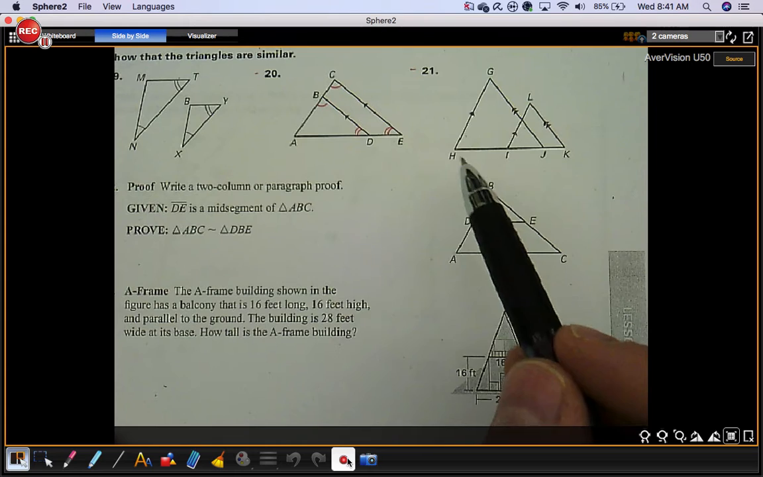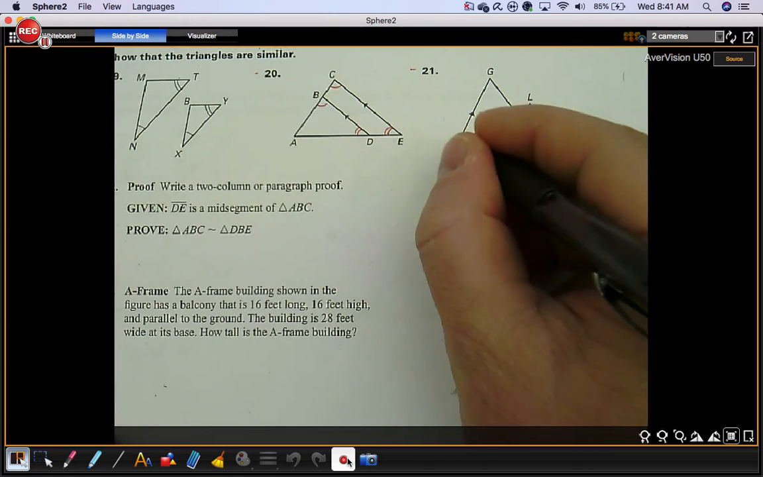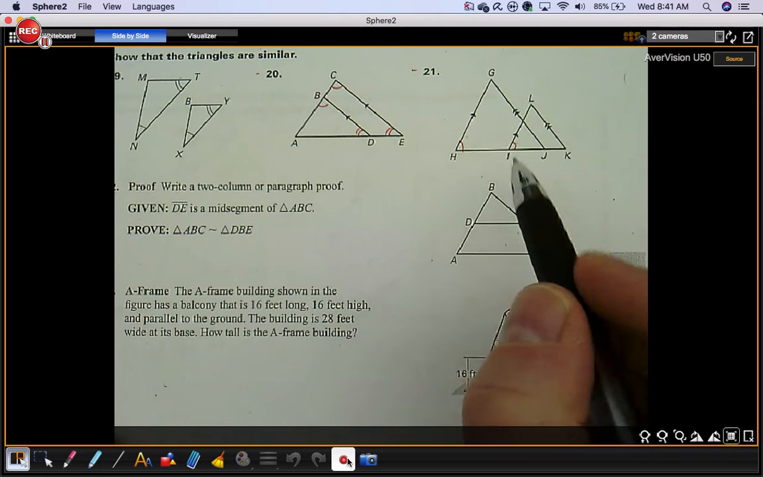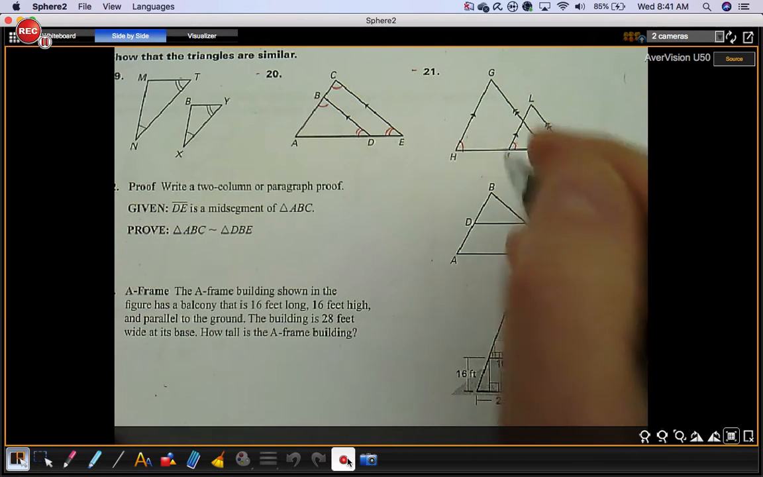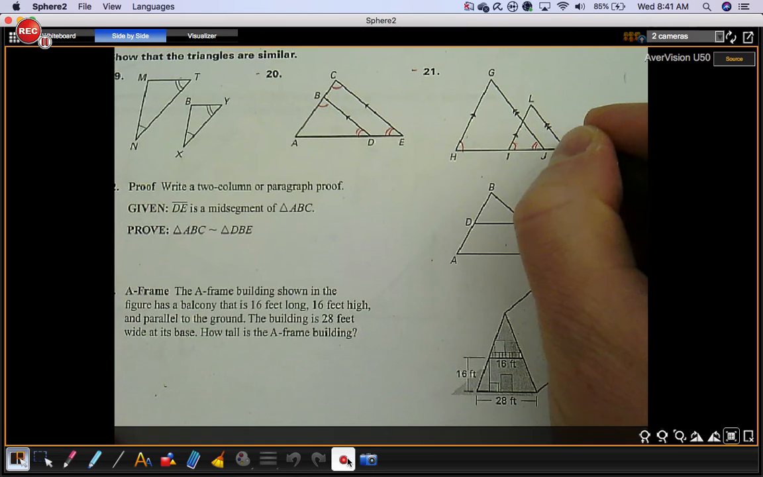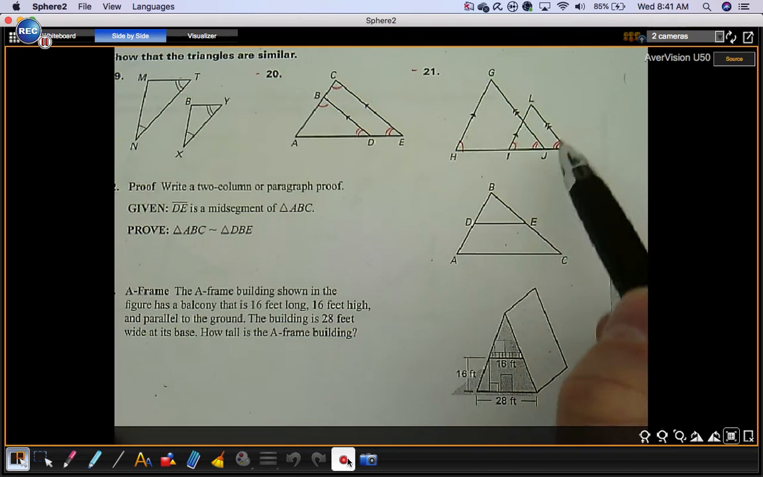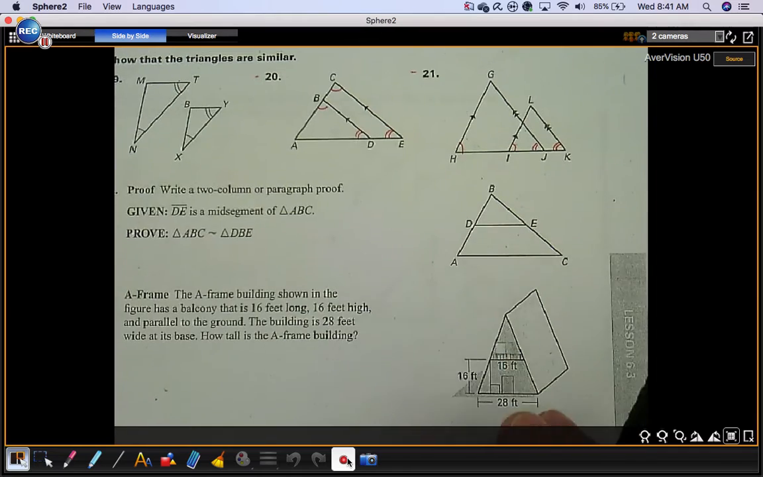Likewise here, you got parallel lines running. Corresponding angles are congruent because of these parallel lines. Now, these lines are parallel as well, so that makes these angles congruent. So notice how this triangle and this smaller triangle have two pairs of congruent angles.